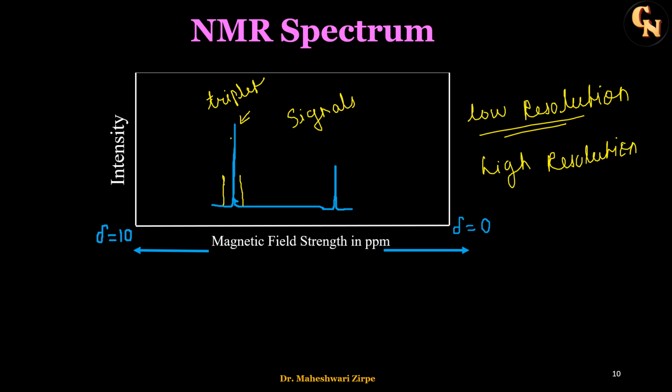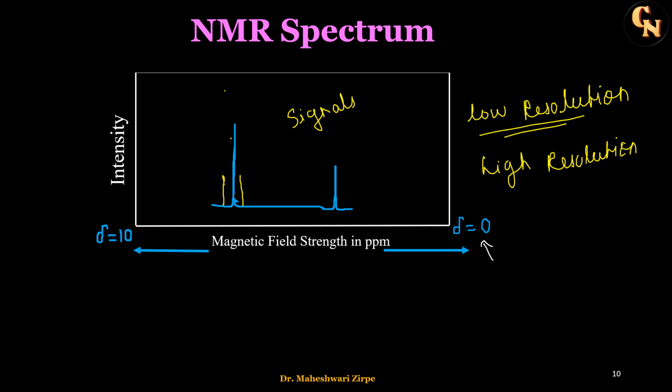Okay, so let me now make you understand how these peaks are denoted and from where to where it is. Delta equal to 0 is your starting point. Delta indicates what? Magnetic field strength, that too in parts per million.